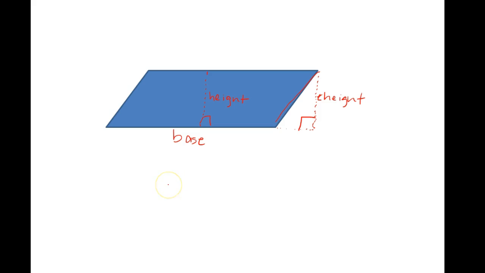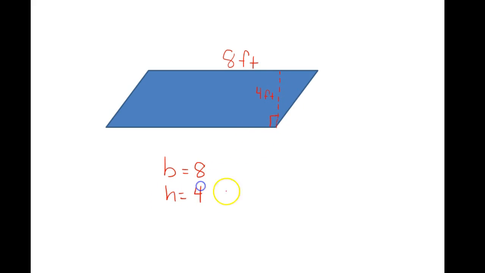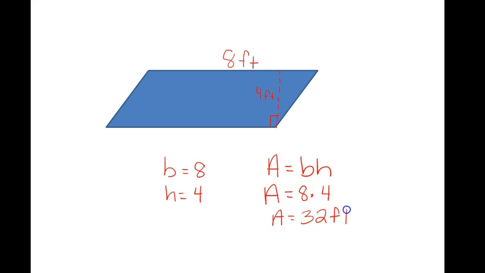So let's jump right into an example. All right, so here, this parallelogram, the base is 8 feet. And you see the height is 4 feet. And you plug it into your formula, area equals base times height. So the base is 8 and the height is 4. So 8 times 4 is 32 feet squared. So the area of this parallelogram is 32 feet squared.